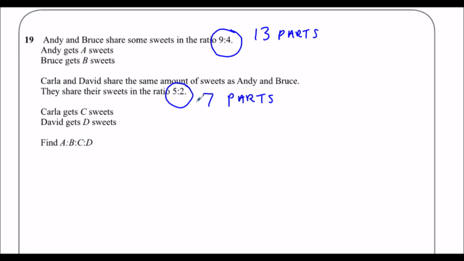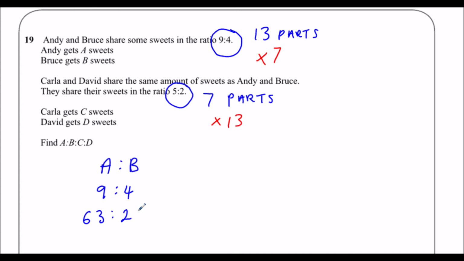So to put these together, we need to make these the same number. They need to be out of the same thing. They share the same amount of sweets, so they need to be out of the same thing. So if we times this one by 7 and times this one by 13, we're going to make the total number of parts the same. So we're going to do A to B. It's 9:4 at the moment. And if we times them by 7, 7 times 9 is 63.